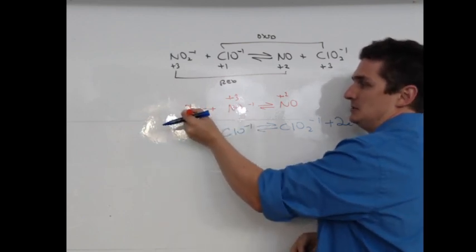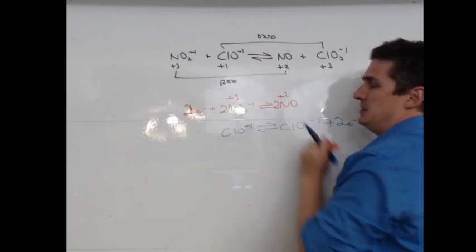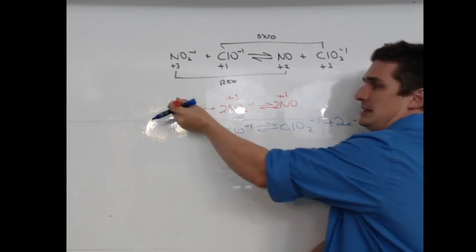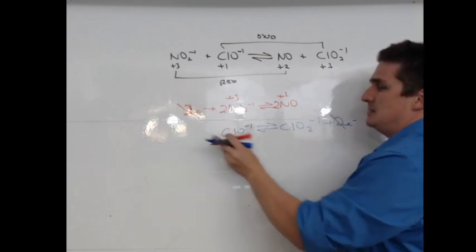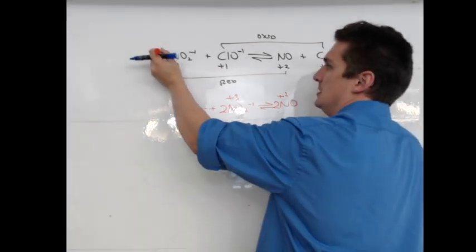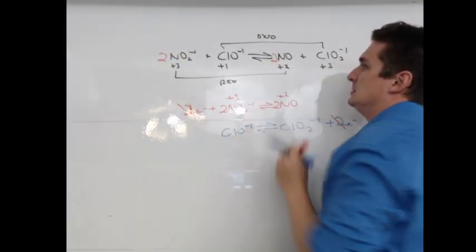So we're going to double this reaction. So now it takes 2 electrons. And when we add these back together, they cancel out. So we get 2 NO2 and 2 NO.